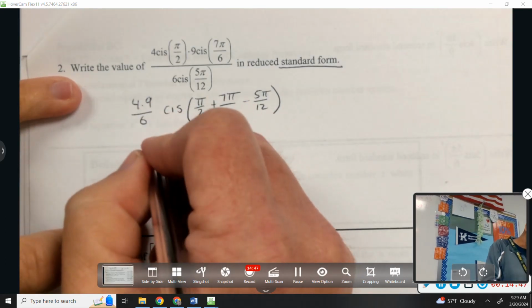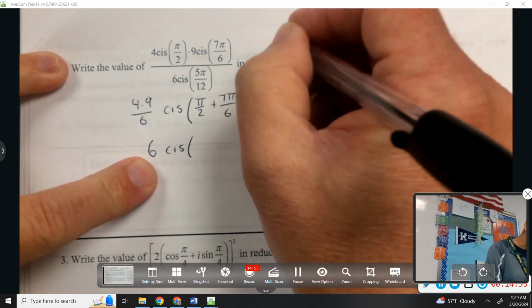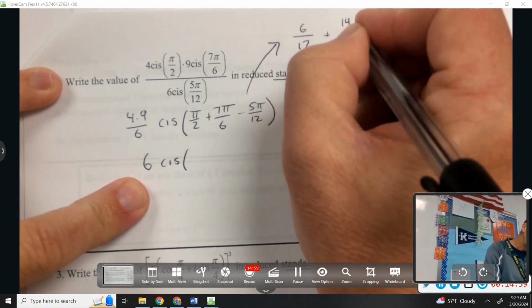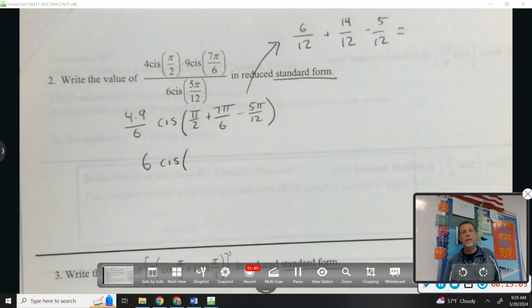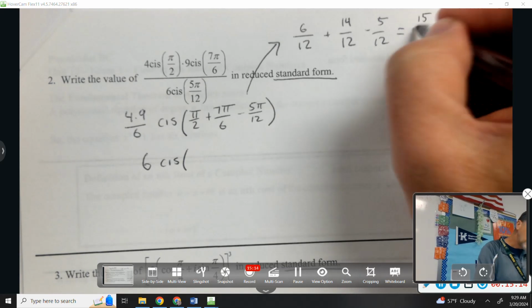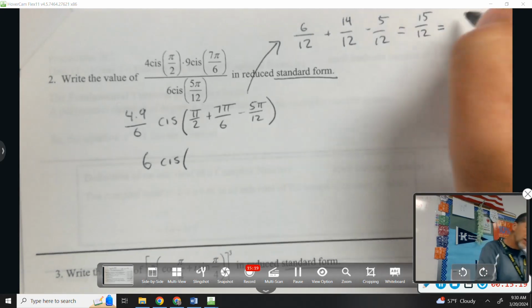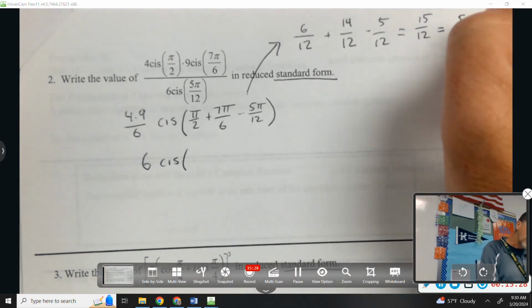Let's see, 36 over 6 is 6. And then, out here I'm gonna do the common denominator thing. So that'd be 6 twelfths plus 14 twelfths minus 5/12. Again, some of this you could do in your head, but show enough work to get the answer right. 20 minus 5 is 15/12. Divide them both by 3, and we get 5 pi over... Oh, my key is wrong. It's okay. 5 pi over 4, right?